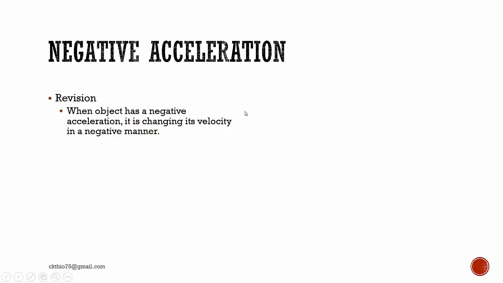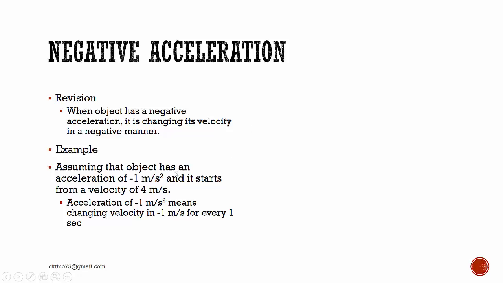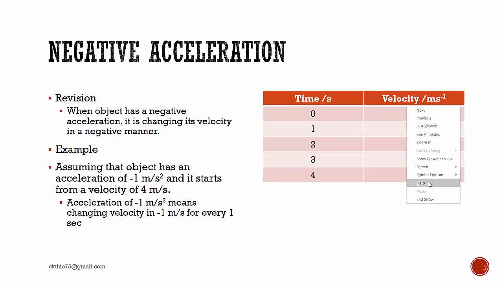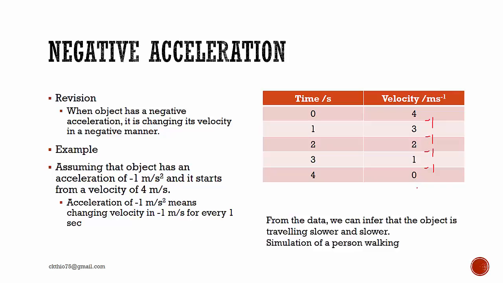Just some revision. Negative acceleration means that it's changing its velocity in a negative manner. Using an example, assume the object has an acceleration of -1 and starts with a velocity of 4. Having an acceleration of -1 means that it changes velocity by -1 for every 1 second. So this will be the data. If we start from 4, then every 1 second later it will change by -1, -1, -1, -1, and eventually of course it becomes 0. So from the data we can infer that the object is traveling slower and slower as time passes.